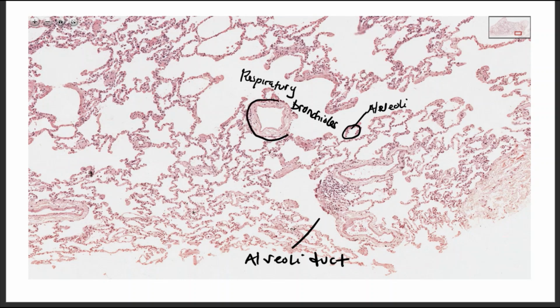This is a terminal bronchiole. So how it moves is that from the terminal bronchiole, you go to a respiratory bronchiole. From the respiratory bronchiole, you go to the alveolar duct. Then the alveolar duct will now lead to the alveoli. So draw this and label all of these parts.